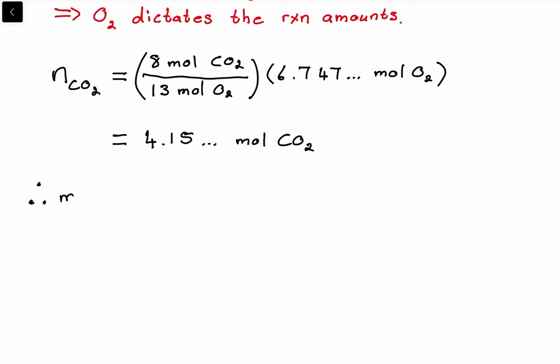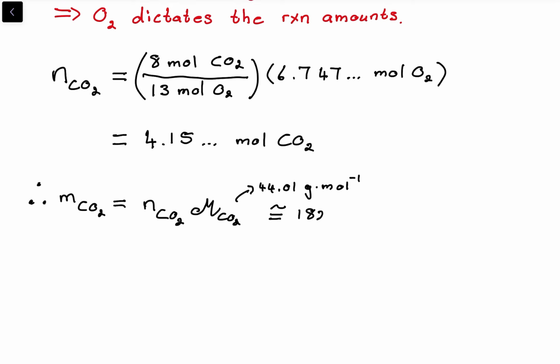The mass of CO2 is then of course equal to the number of moles of CO2 multiplied by the molar mass of CO2. Molar mass of CO2 is 44.01 gram per mole. Gives you a rounded value of 182.7 gram CO2 that can be produced from this.